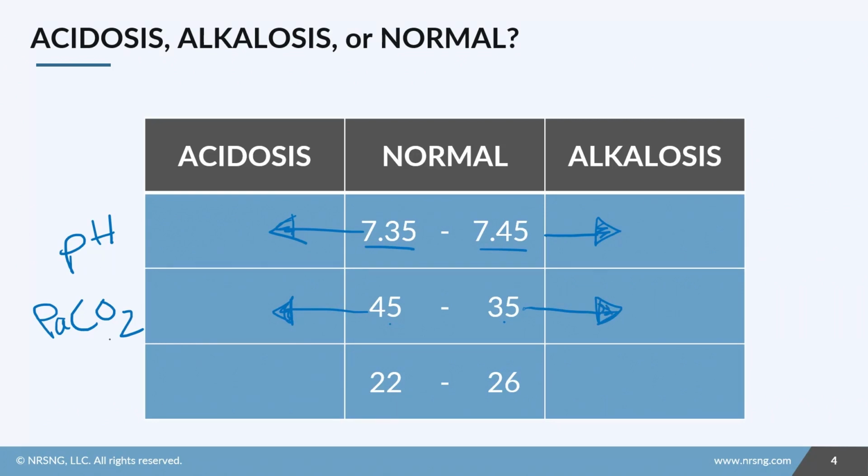Remember, CO2 equals acid. For our bicarb, or our HCO3, the normal value is 22 to 26, and I've heard people say things like, oh, these are the best years of your life. So that's how you can remember these numbers. Remember, bicarb equals base, so less than 22 is going to equal acidosis, and greater than 26 is going to equal alkalosis. So when you get your results, the very first step is always to figure out what is abnormal.